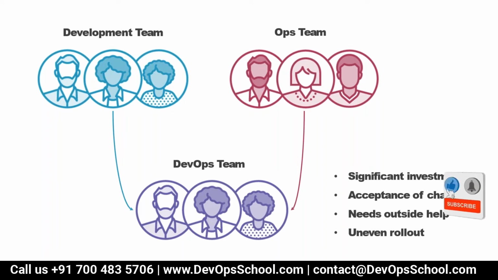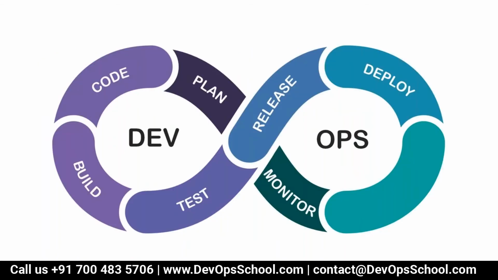Sometimes it's DevOps, sometimes it's DevSecOps, sometimes it's SRE. So it depends. This is the DevOps concept. In DevOps, what happens? Everything is done by only one team. One team itself will do the planning, coding, build, test, release, deploy, and monitor, and everything will be done by only one team.